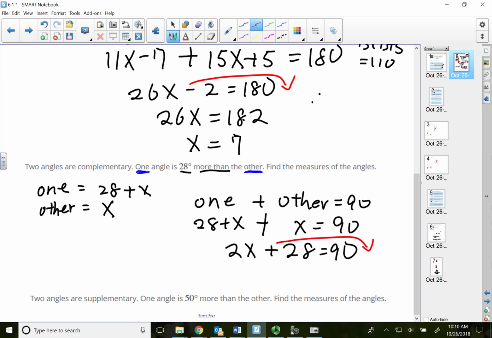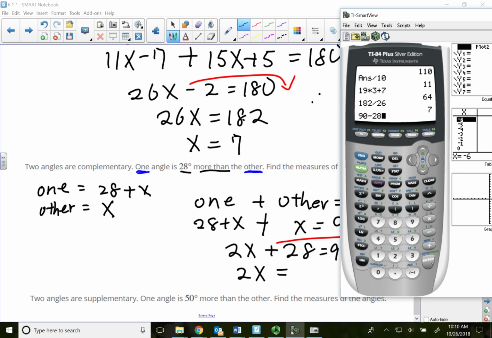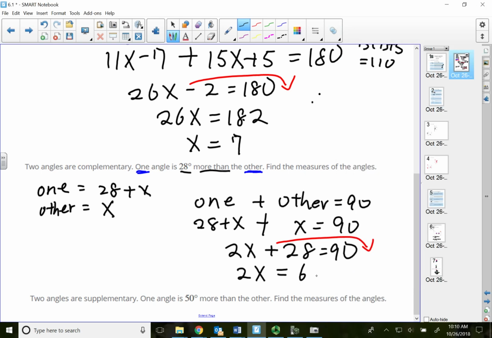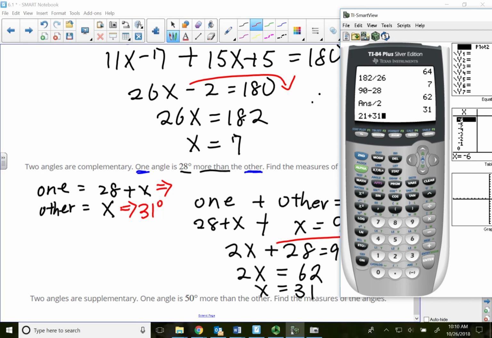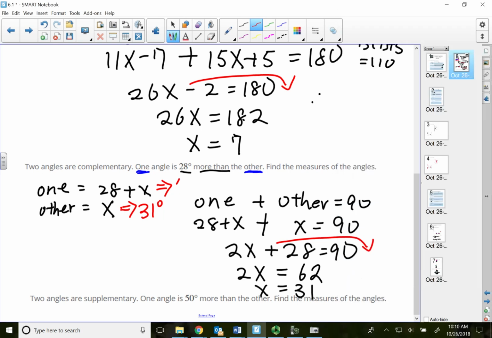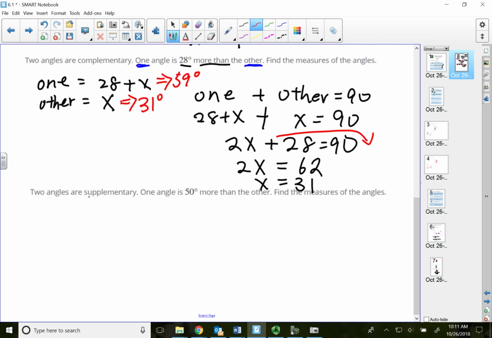Move my positive 28 over, and it becomes negative. So 2x equals 90 minus 28. Then I will divide both sides by 2. So my x is going to be 31. In this problem, x represents the other angle, so the other angle has to be 31 degrees. So that one angle has to be 28 plus 31, which gives me 59 degrees. Because the two together have to equal 90.